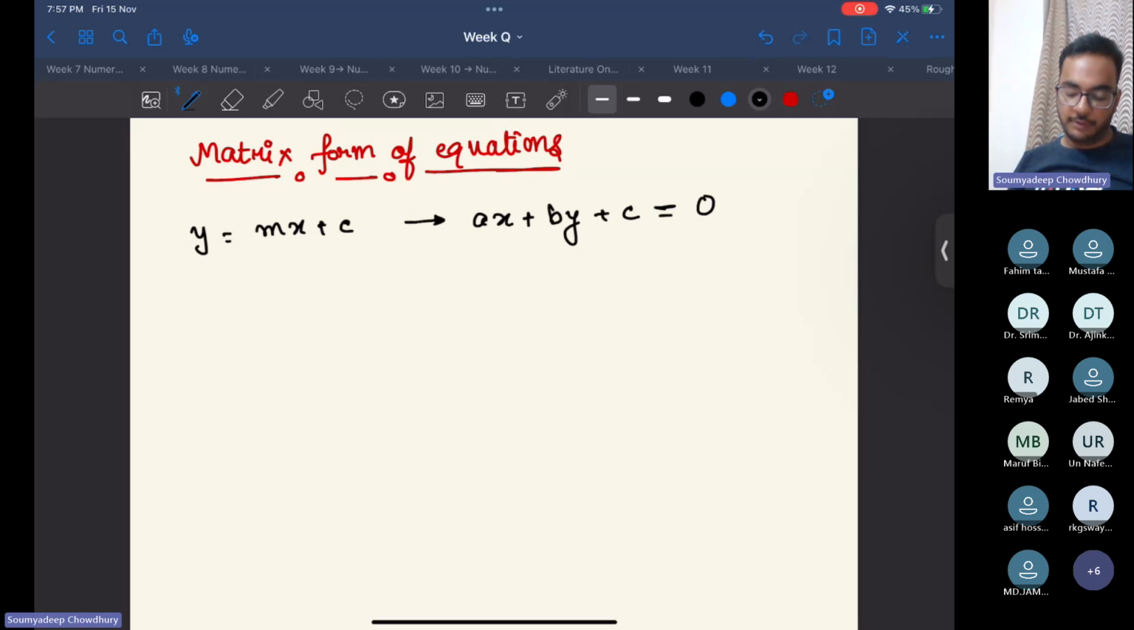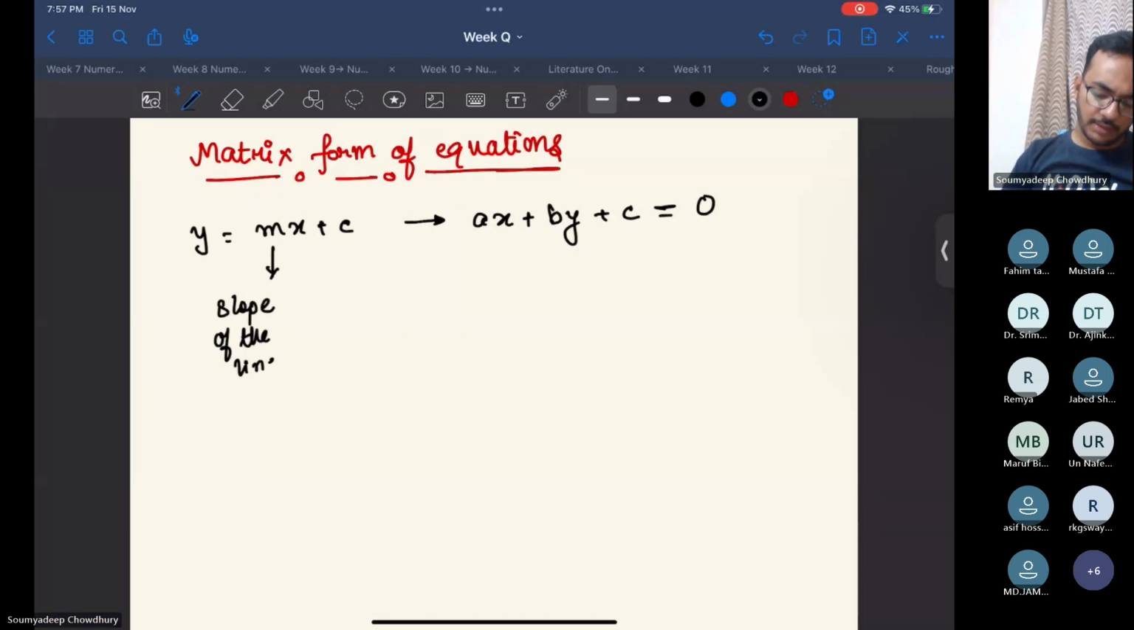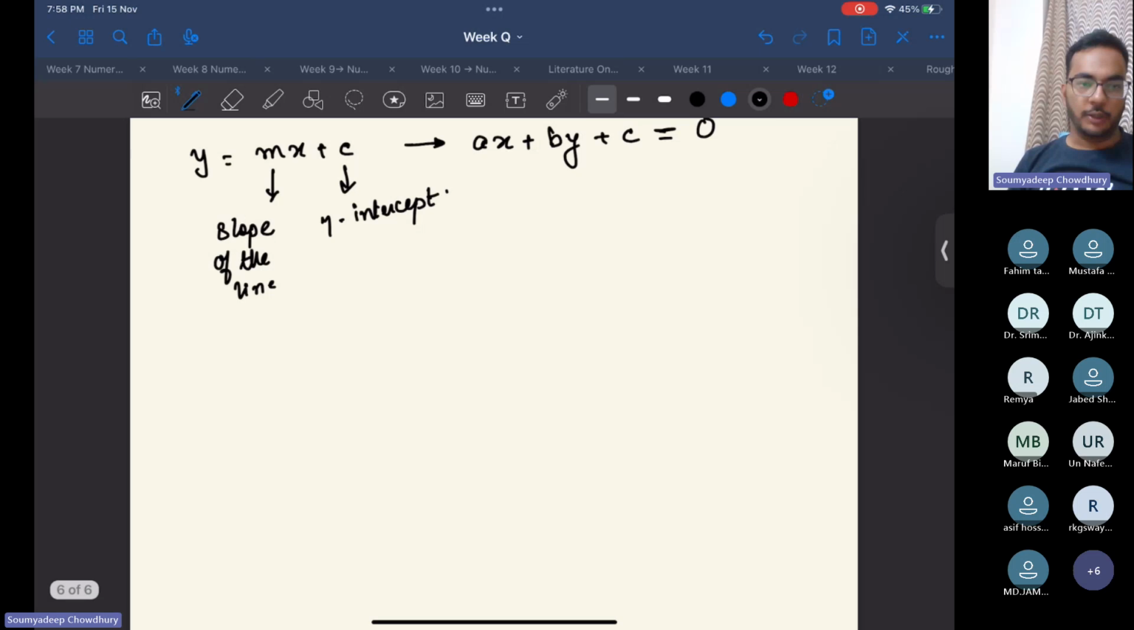Okay. So suppose you have this straight line equation, y equals mx plus c. So what is m here? M is the slope of the line and c is the y-intercept, right? So how do you plot this line? There are many methods by which we can plot a line, but what I use, I'll describe to you.